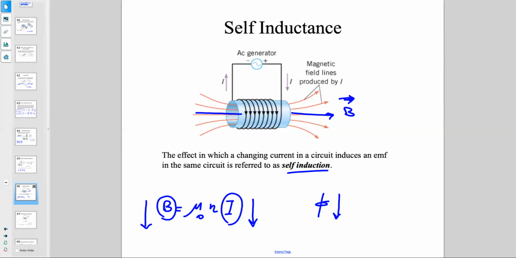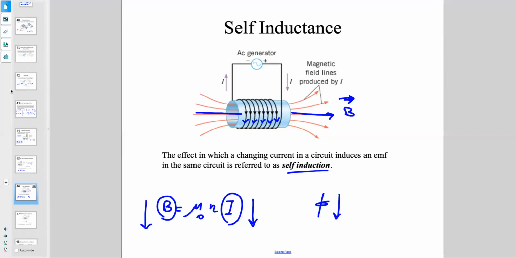So this means that I will have a current inside this in the way to oppose this change. The change, what was the change? The change was reducing the current, reducing the B field, reducing the flux. Everything is getting reduced. So I have to have an induced current inside this coil in a way to oppose this change, which means that it has to be in this direction, to go in the same direction of the B field that's already getting decreased, to help it, to oppose the change, okay?